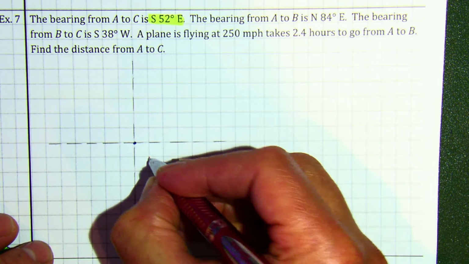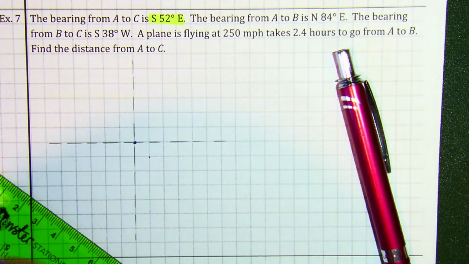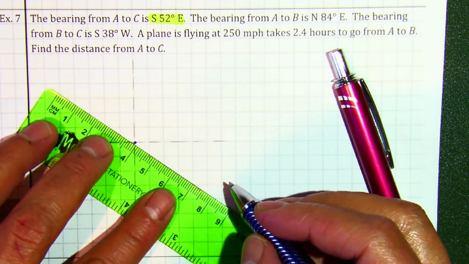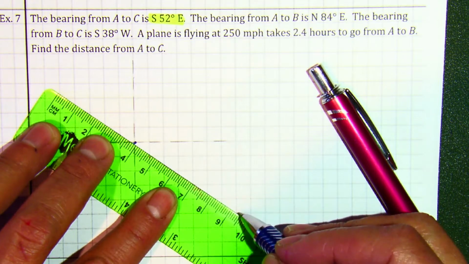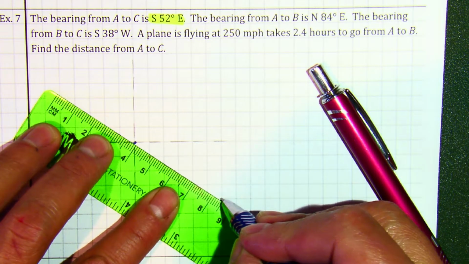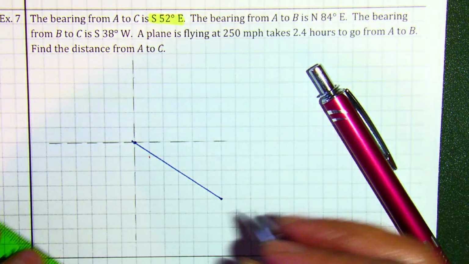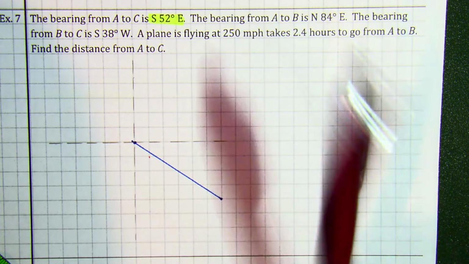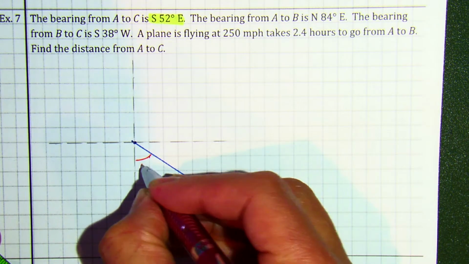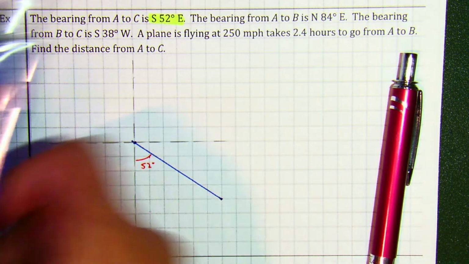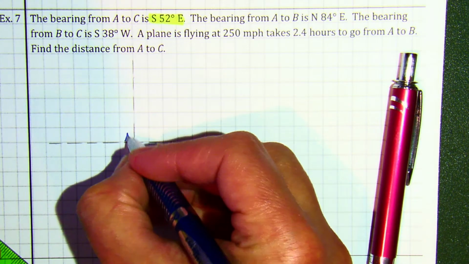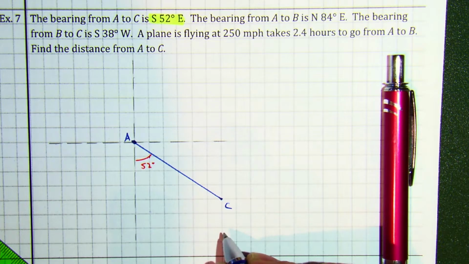I know that's 45, so just a bit more. I want to make sure that I force myself to get to a grid, so I want to come over here. This is 52 degrees. And from A, that's where we started, to C.